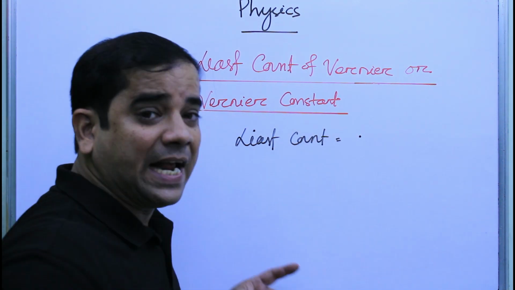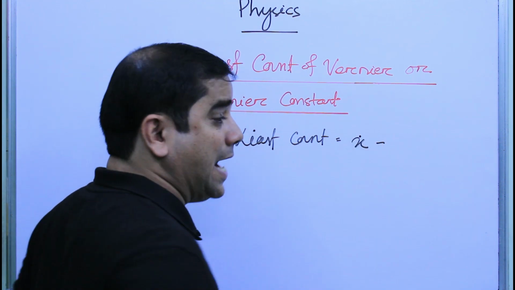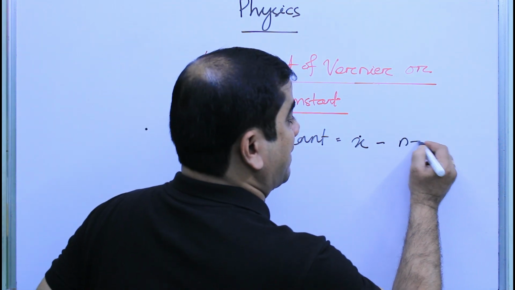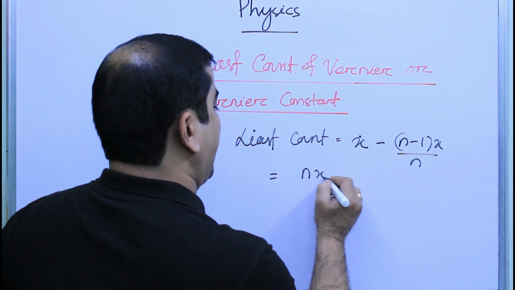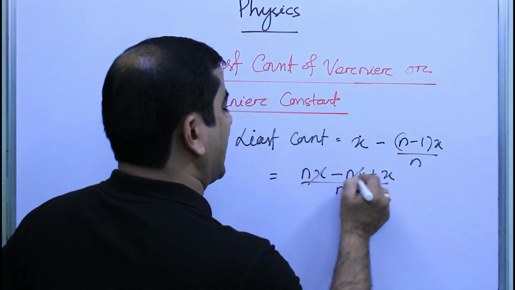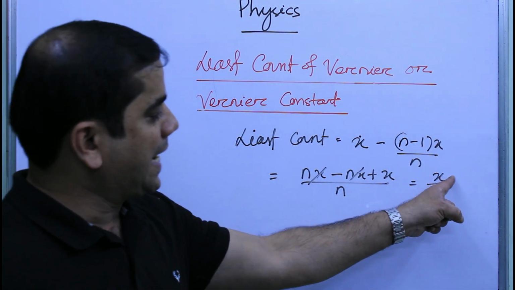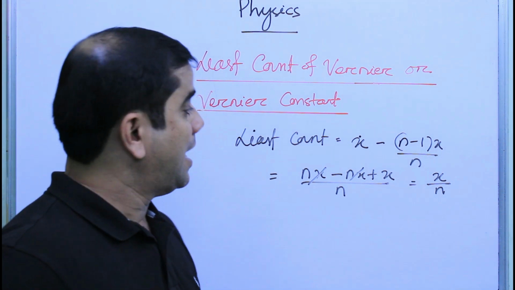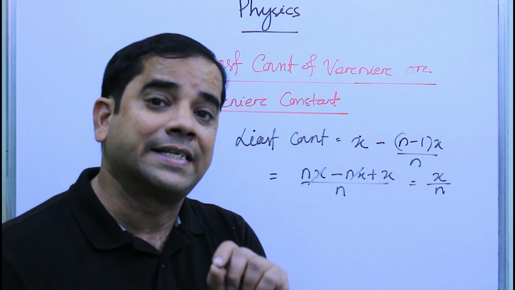It would be the difference of the length of 1 division of the main scale, that is x, and the length of 1 division of the Vernier scale, that is (n minus 1)x divided by n. When we calculate, it is nx minus nx plus x, divided by n. We cancel out and we get x by n. So what is x? Length of 1 division of main scale. And what is n? Number of divisions on Vernier scale.